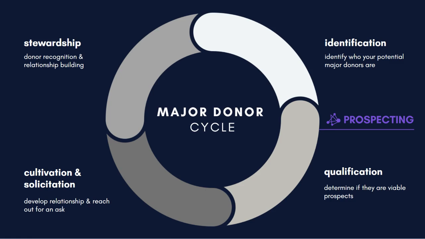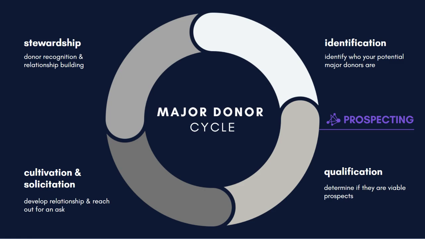Now, KIT plays a large role within these two stages, as we do a majority of the heavy lifting when it comes to identifying and qualifying prospects. The next two stages, cultivation and solicitation, and stewardship, are when you come in. This is where you use your expert knowledge in donor solicitation and relationship building to convert prospects into major donors.